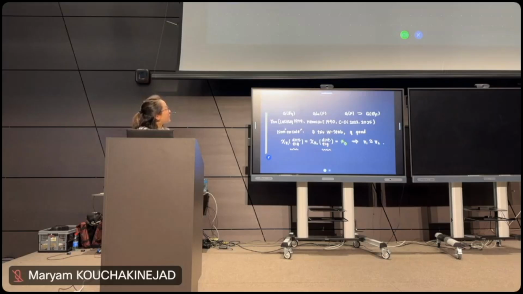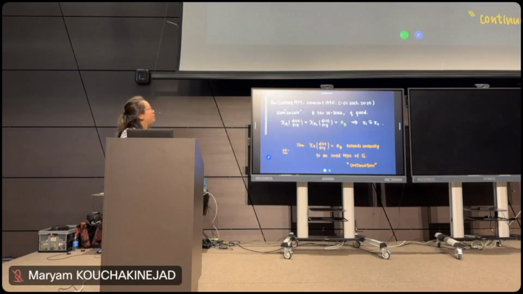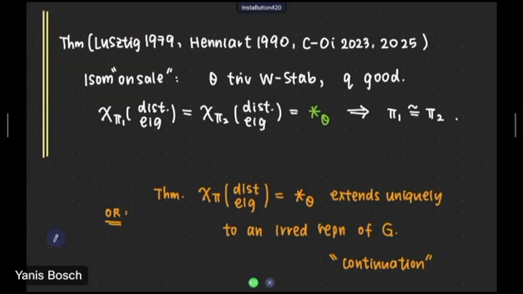Distinct eigenvalues, then you have a formula like this, star theta, and this uniquely determines the representation. So that means that if you know your representation has this form, then you've got the one that I might be holding that also has the form. I didn't have to check elsewhere. Another way to phrase this theorem is that this formula extends uniquely to an irreducible representation of G. So this is like a continuation kind of statement.